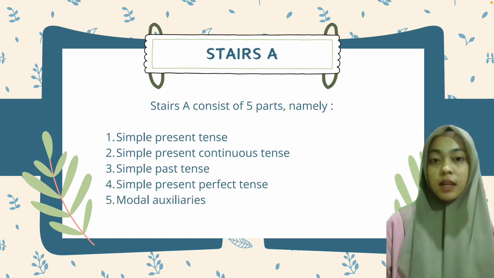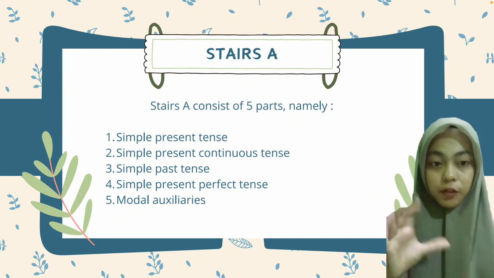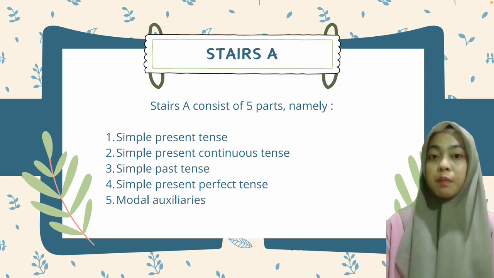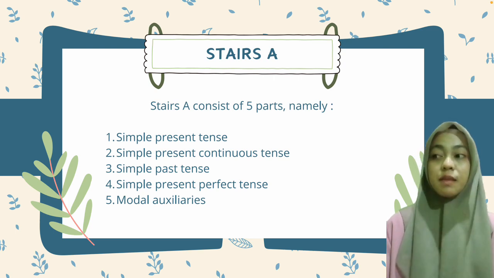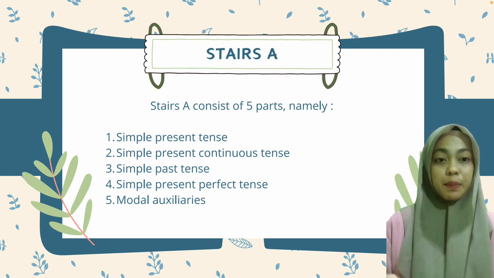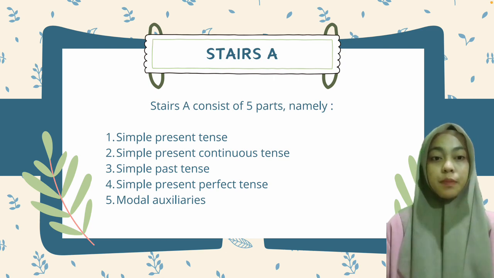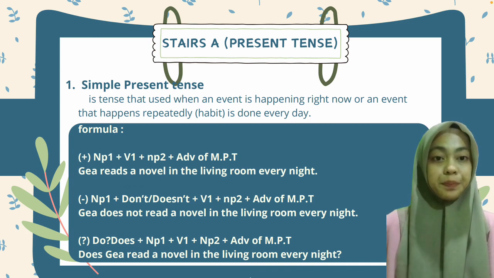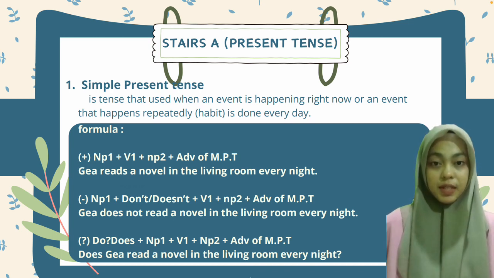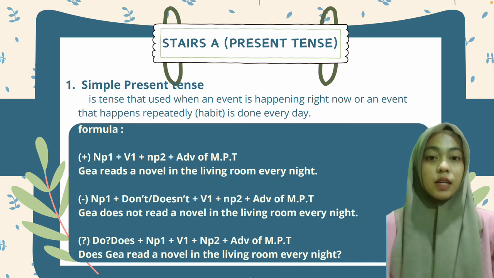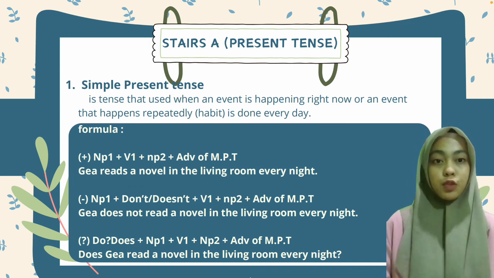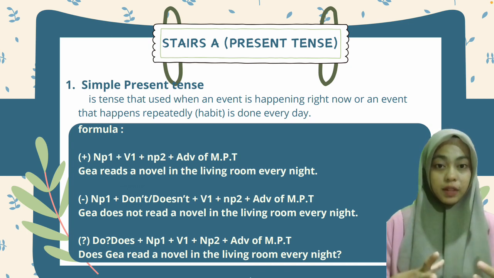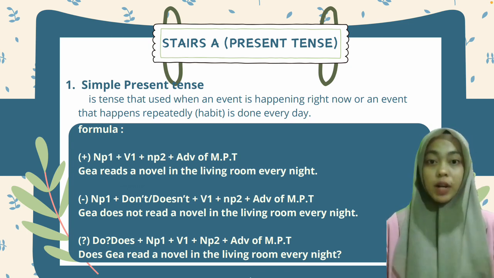So stairs A is divided into 5 parts. The first is simple present tense, and then simple present continuous tense, and simple past tense, and then simple present perfect tense, and the last one is modal auxiliaries. So first, we come to the simple present tense on stairs A. Simple present tense, as we know, is used when an event is happening right now.